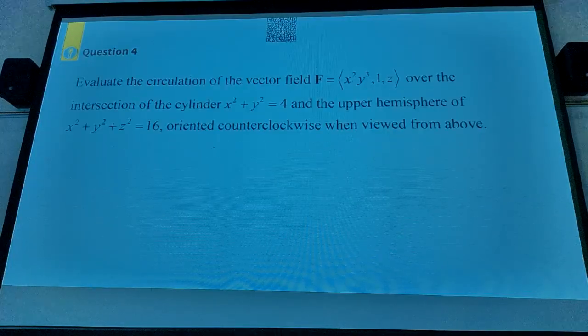I asked for one. Circulation of x squared, y cubed, 1z over the intersection of the cylinder x squared plus y squared equals 4 and the upper hemisphere of x squared plus y squared plus z squared equals 16, oriented counterclockwise when viewed from above.